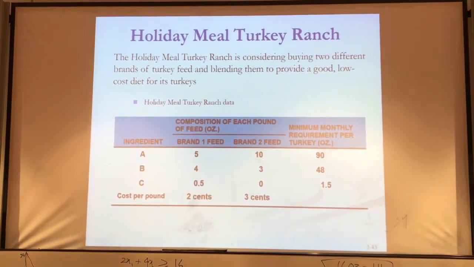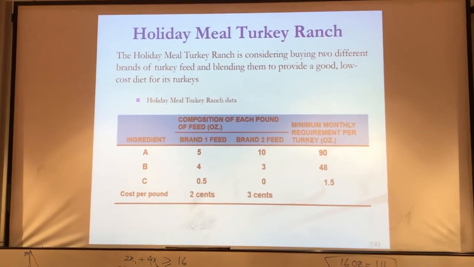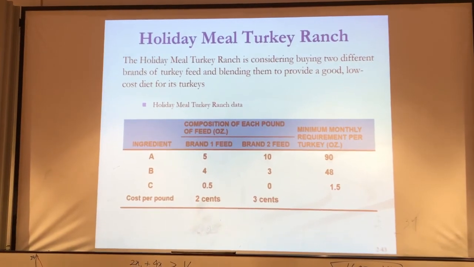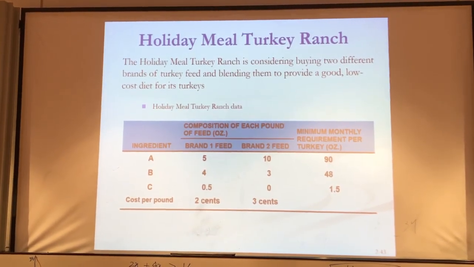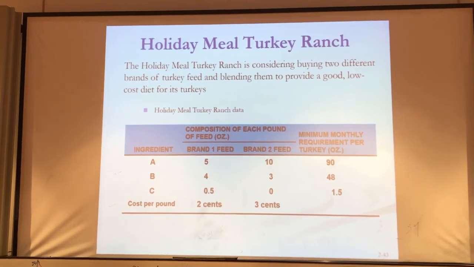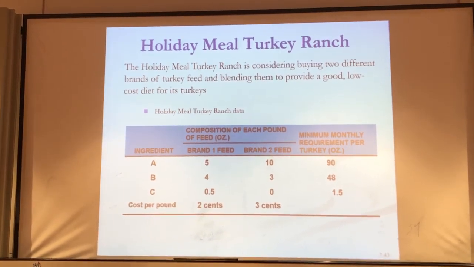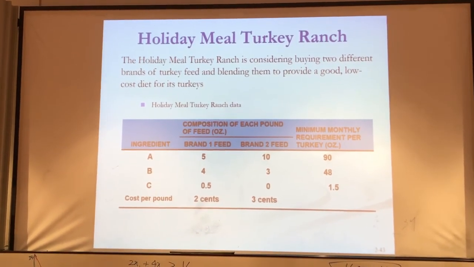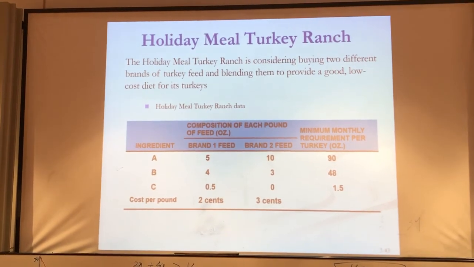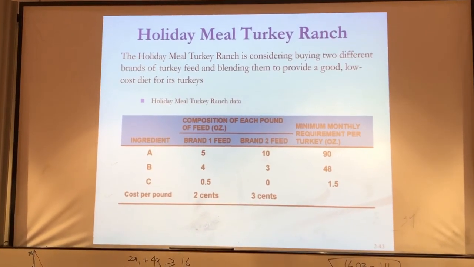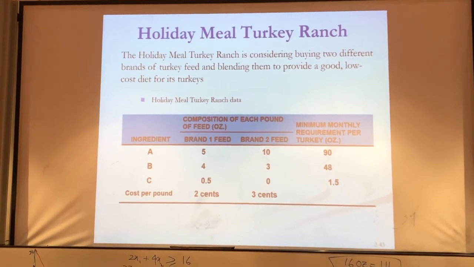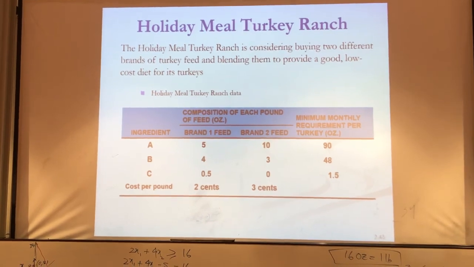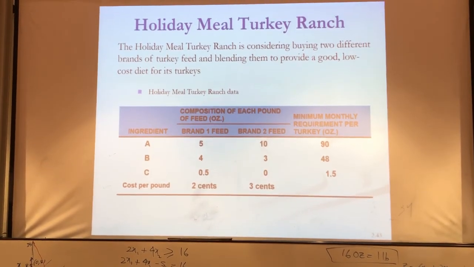Write down the constraints, and first of all, identify the decision variables. What are the decision variables? What do we have to decide? There are two brands, so we have to decide how much of each brand to buy. So we can say X1 is equal to the number of pounds of brand 1, and X2 is the number of pounds of brand 2. Define them. X1 and X2.